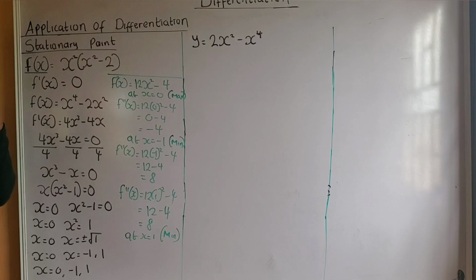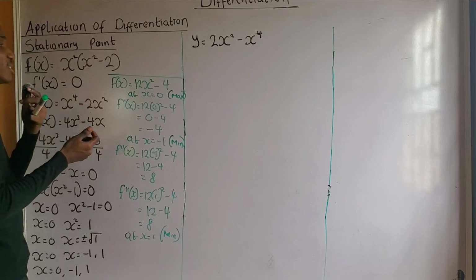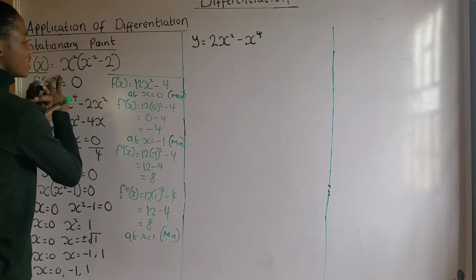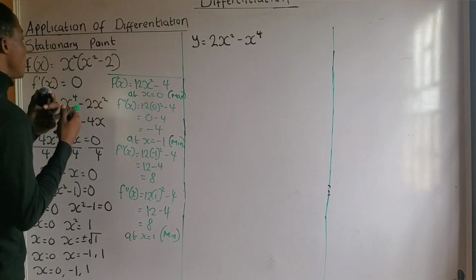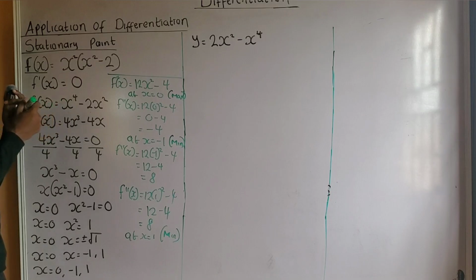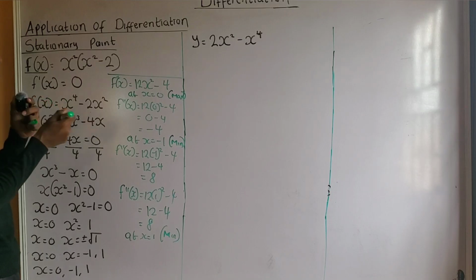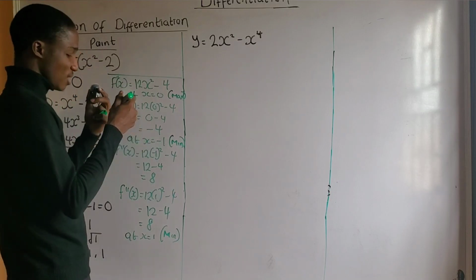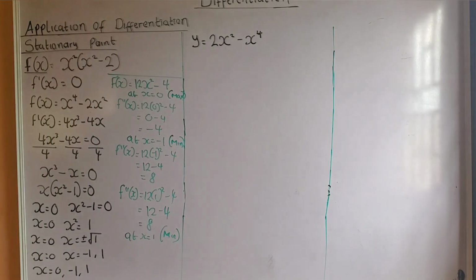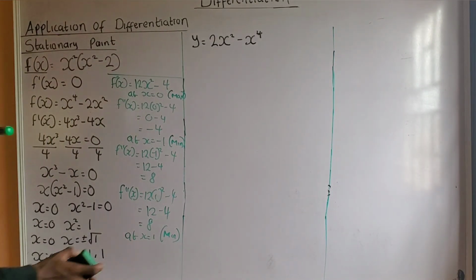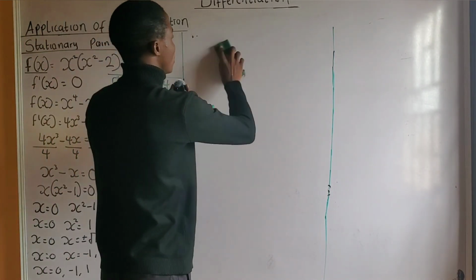At every point, you have to find the coordinate. You understand? So you can get the corresponding value of f of x when x is 0. When x is 0, f of x will be what? 0, right? Yes. Let me erase this so as to help you understand what I'm doing.